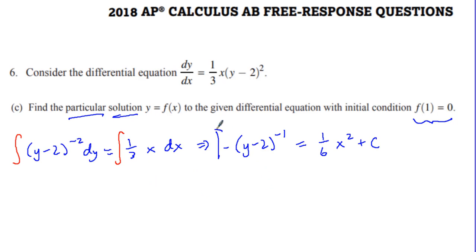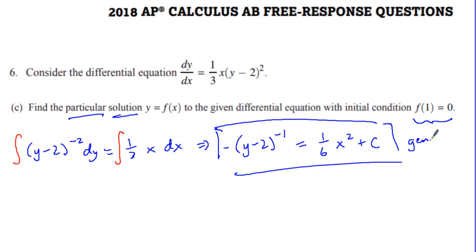Now that, right here, is my general solution. That's my general solution. That's not my particular solution because I haven't plugged in anything yet. That's just my general solution. Now I'm going to plug in what I know.